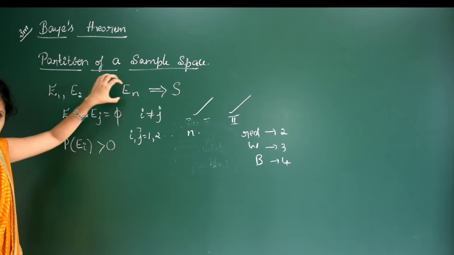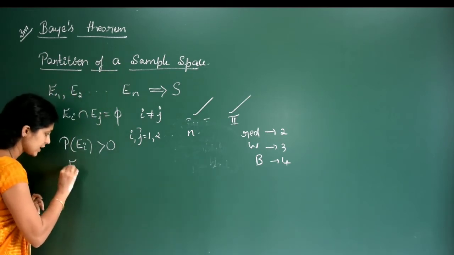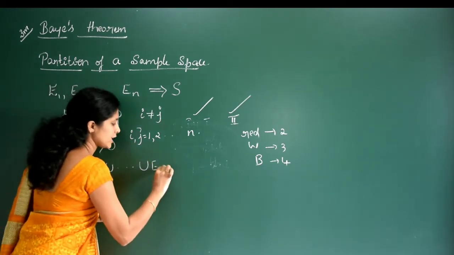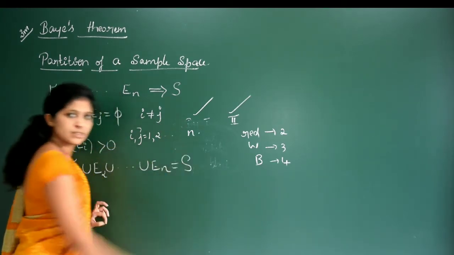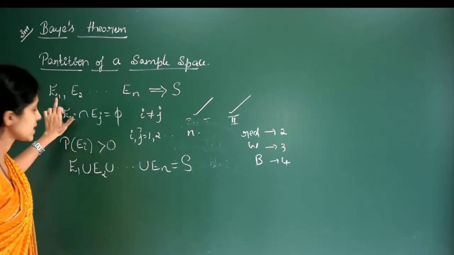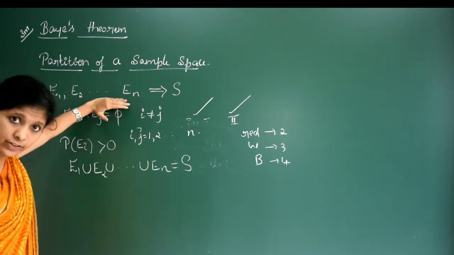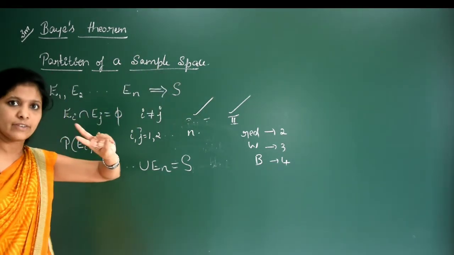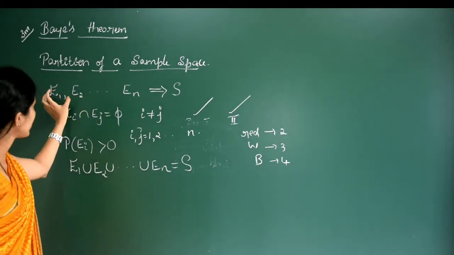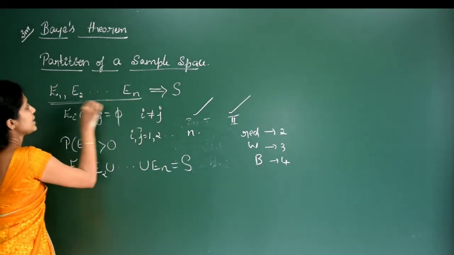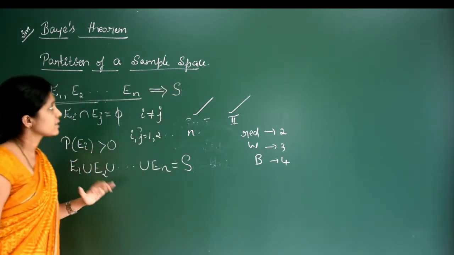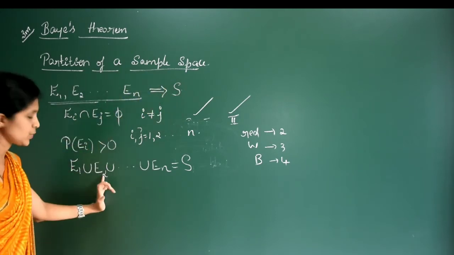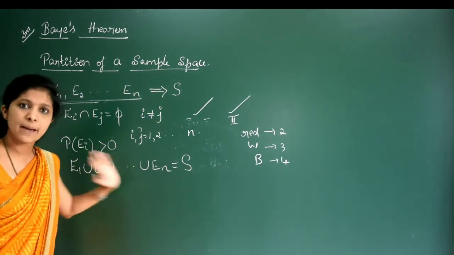There will be some elements in each. Then you can write E1 union E2 union till En gives you S, right? I hope you are getting this. E1, E2, En are the events associated with the sample space S. The intersection of any two of those events is empty, and if I find the union of all the events, it gives you the sample space. This is called the partition of a sample space.